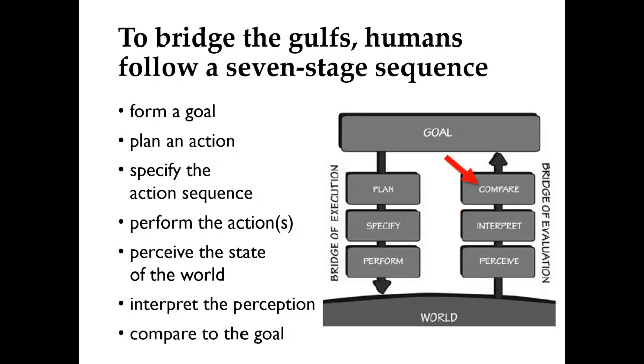I compare it to the goal state. Did I want something sharp, heavy, pointing, poking into me and making me hurt? If so, yes, excellent. If not, oh, this is bad. So the point is, to get across the bridge of evaluation, you need to perceive what the world is like, interpret that input, and then compare it to your intended goal state.